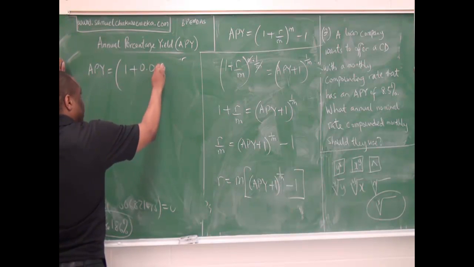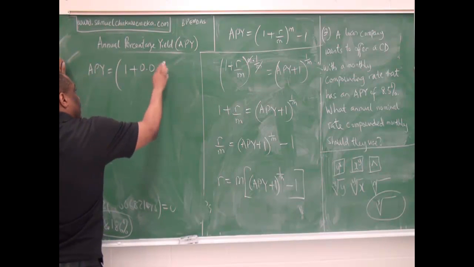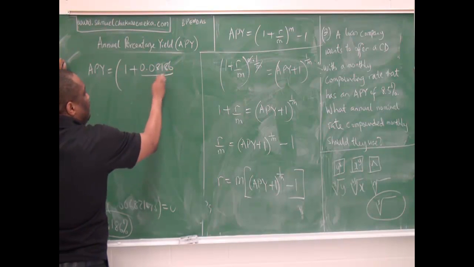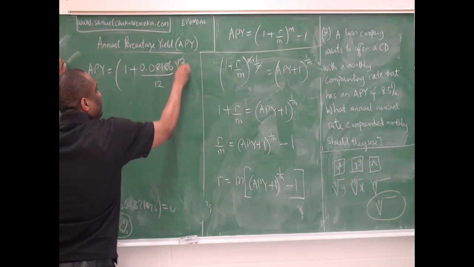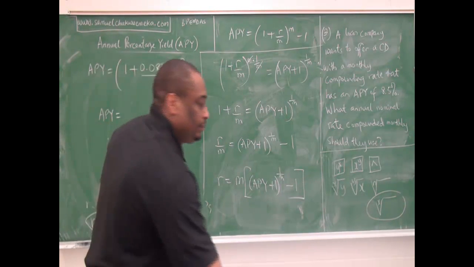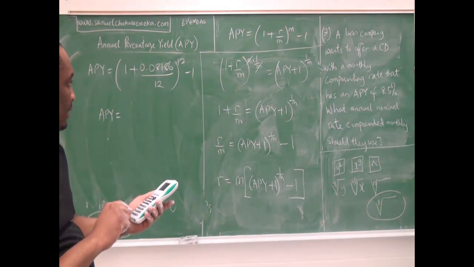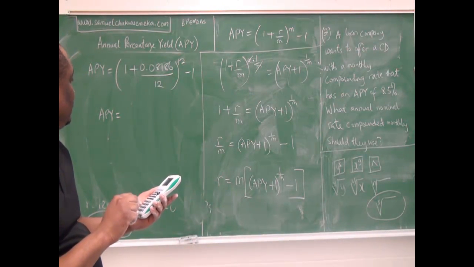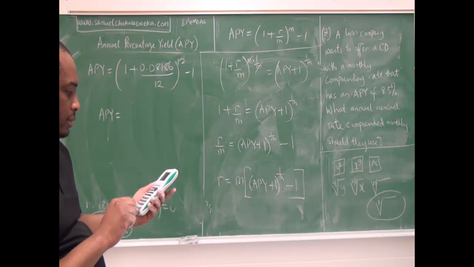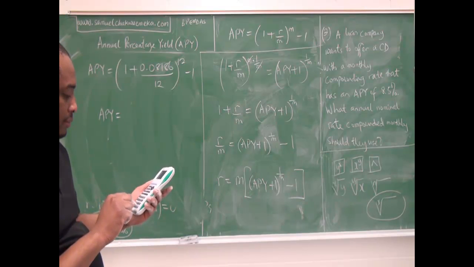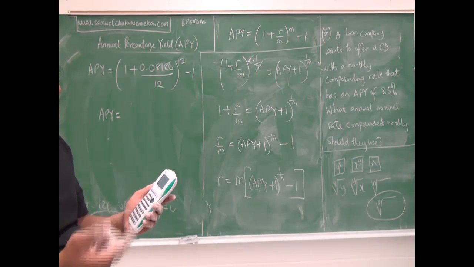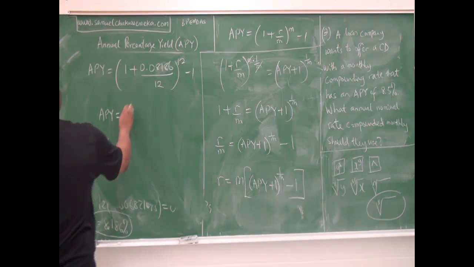Okay? All over M, which is 12. Then raised to power 12, then minus 1. Do this and tell me what you get as your APY. So if you do this, 0.08186 divided by 12, then plus 1, then raised to power 12, then minus 1. You get 0.08500, which is 8.5%.